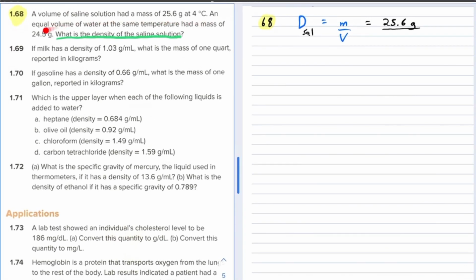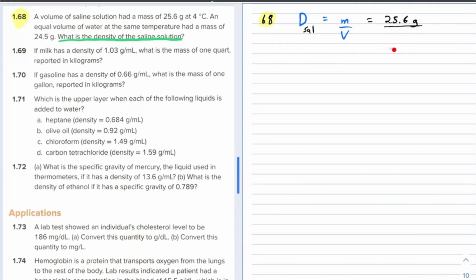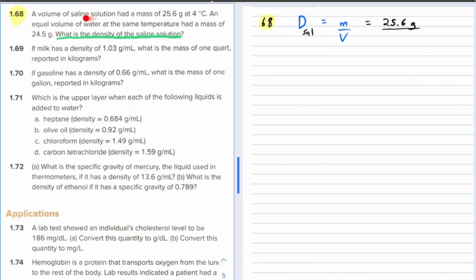Okay, that's where the second part comes in. It says an equal volume of water at the same temperature had a mass of 24.5 grams. So if we can figure out what the volume of the water is, that's going to be what goes here. Okay, can we figure out what the volume of the water is?